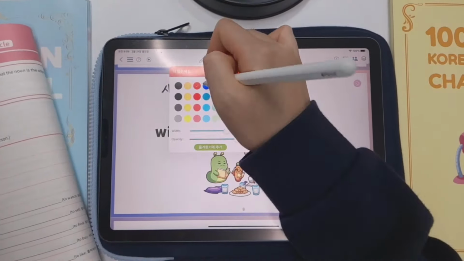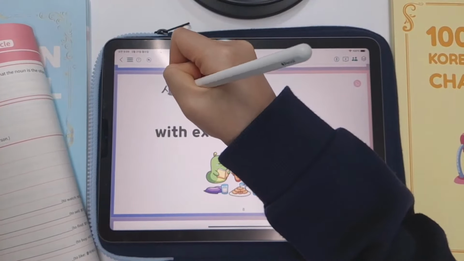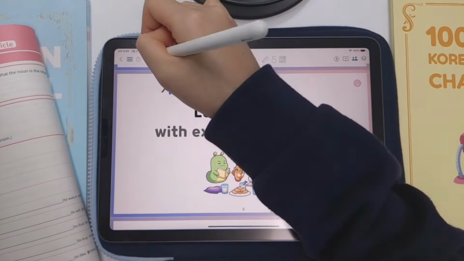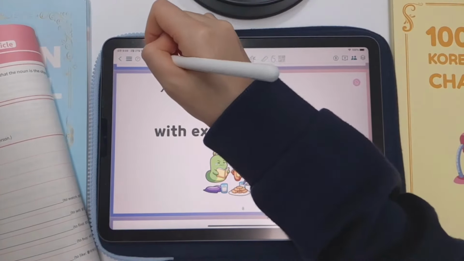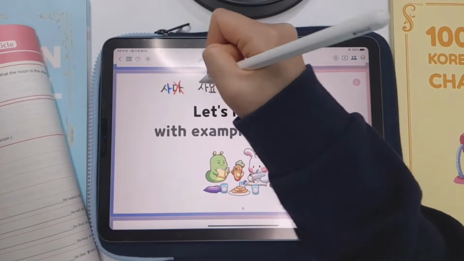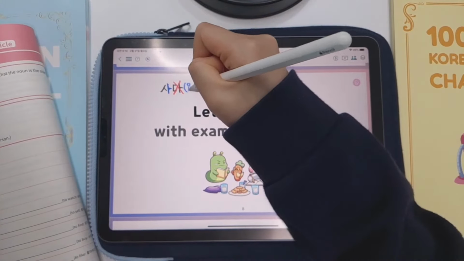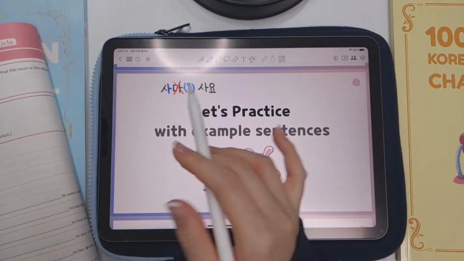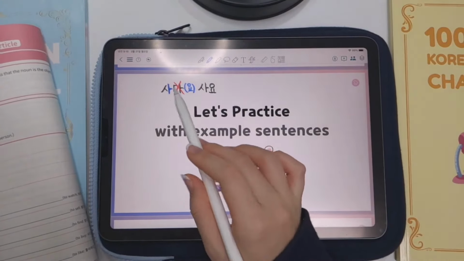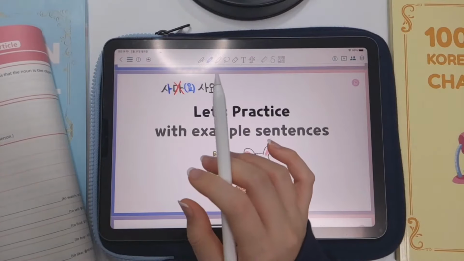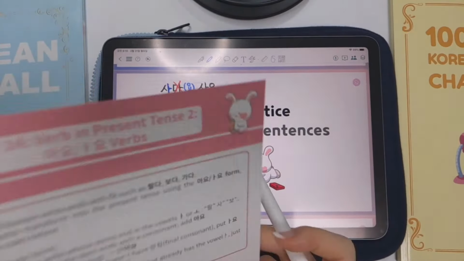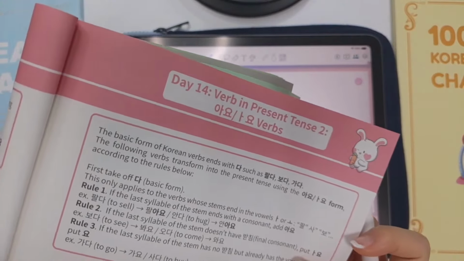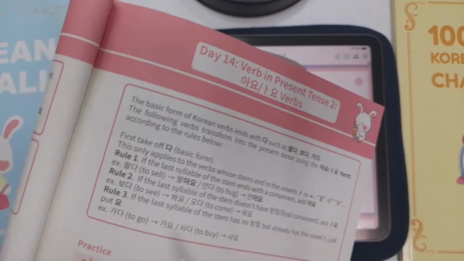And this verb ends with a vowel a, right? If this word already has vowel a, then we have to add only 요. So 사다 changed into 사요. Yes, it is not too difficult. We learned it 2 days ago from day 14, page 25, right? 사요. Here it is.